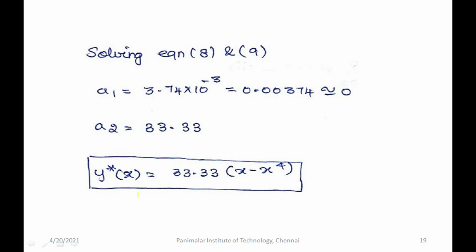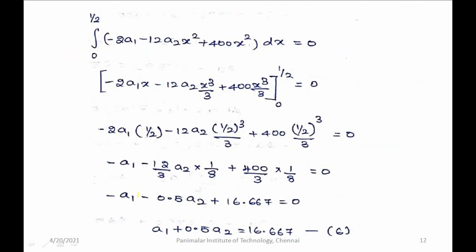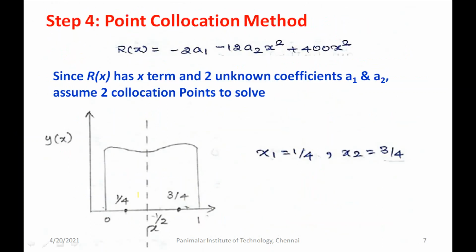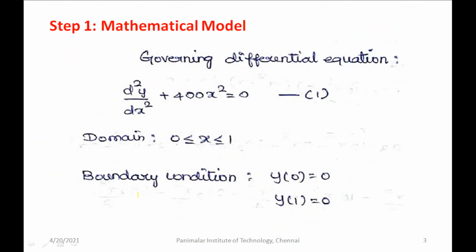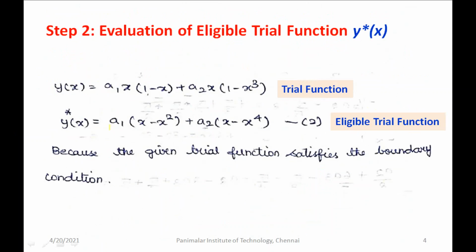So our final solution will be y star of x equal to 33.33 times (x minus x to the power 4). Suppose you consider the expression for a1, then in the final solution we have to write the eligible trial function like this. What is the eligible trial function? Initially we derived this a1 value. If you want to include a1, it is 3.374 into 10 power minus 3 into (x minus x square), plus 33.333 times (x minus x to the power 4).